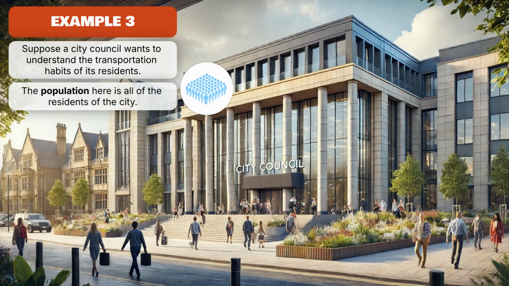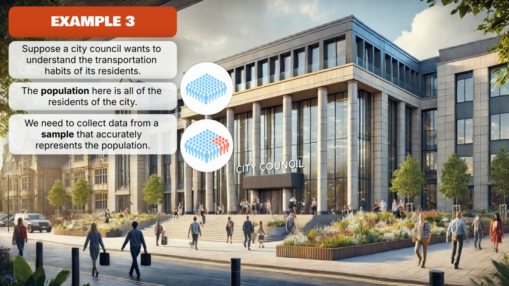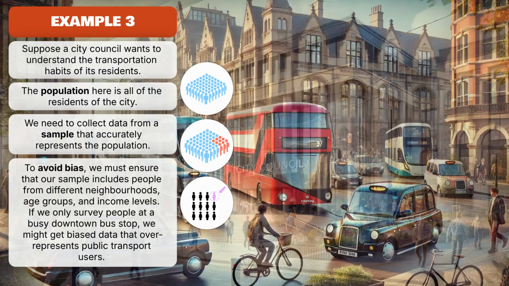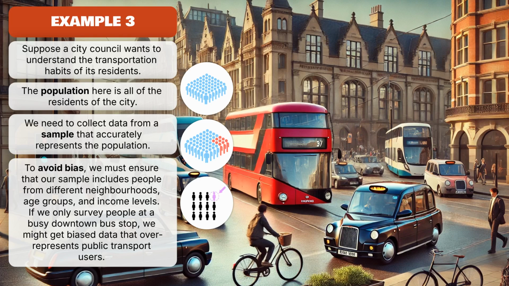The population here is all of the residents of the city. We need to collect data from a sample that accurately represents the population. To avoid bias, we must ensure that our sample includes people from different neighborhoods, age groups, and income levels. If we only survey people at a busy downtown bus stop, we might get biased data that overrepresents public transport users. By using random sampling methods, such as sending surveys to randomly selected households across the city, we gather data on how people commute. This information can then be used to make informed decisions about transportation planning and infrastructure development.